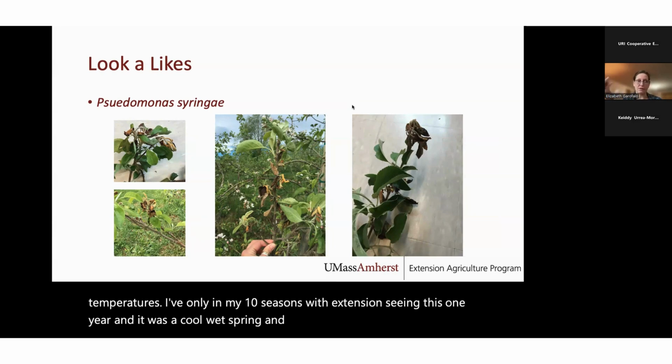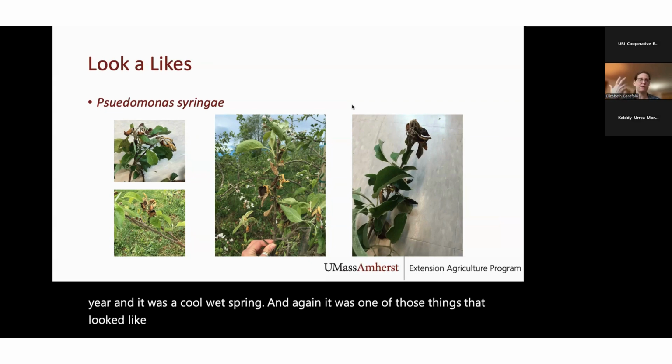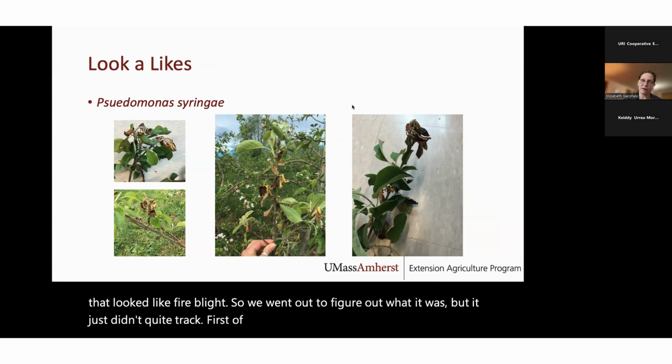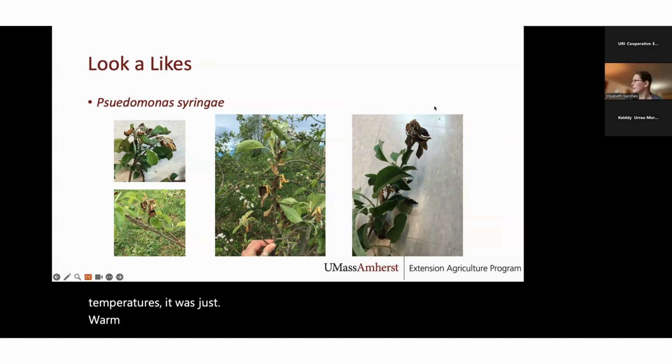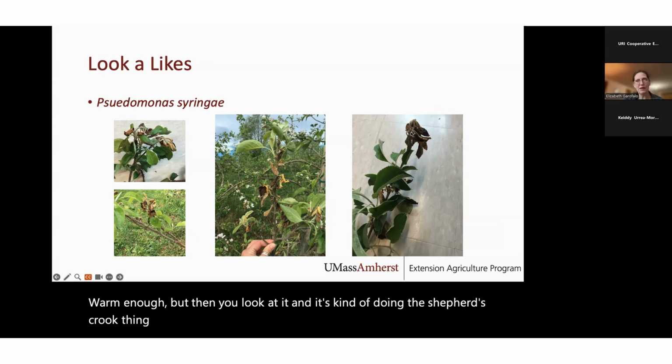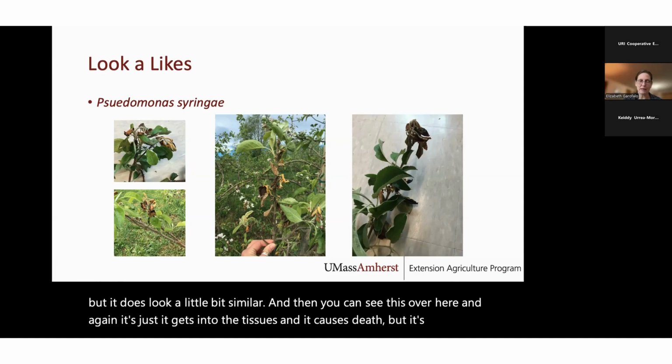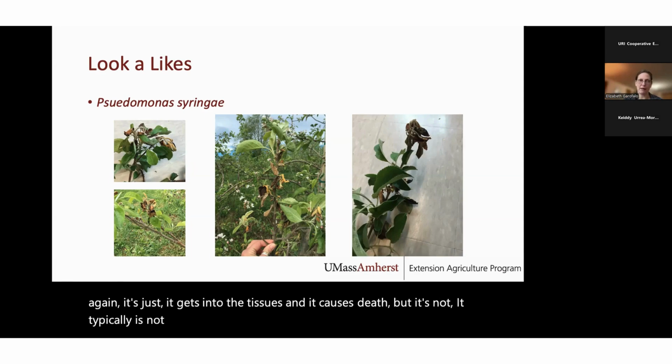Again, it was one of those things that looked like fire blight, so we went out to figure out what it was, but it just didn't quite track. First of all, primarily because of the temperatures. It was just not warm enough. Then you look at it and it's kind of doing the shepherd's crook thing, but not really the way you would expect it to with fire blight. But it does look a little bit similar. And then you can see this over here. Again, it gets into the tissues and it causes death, but it typically is not a problematic pathogen for apple.